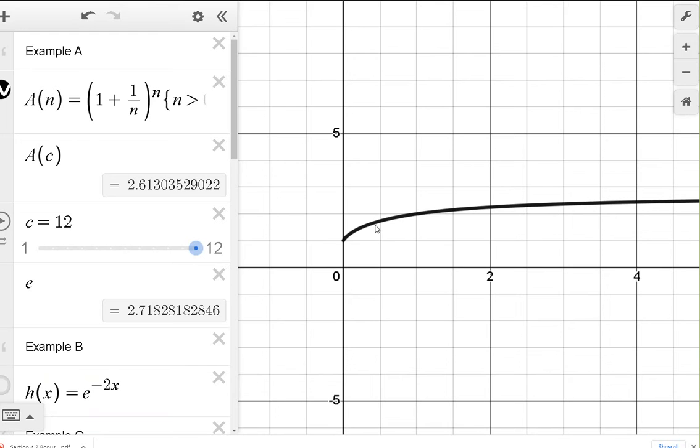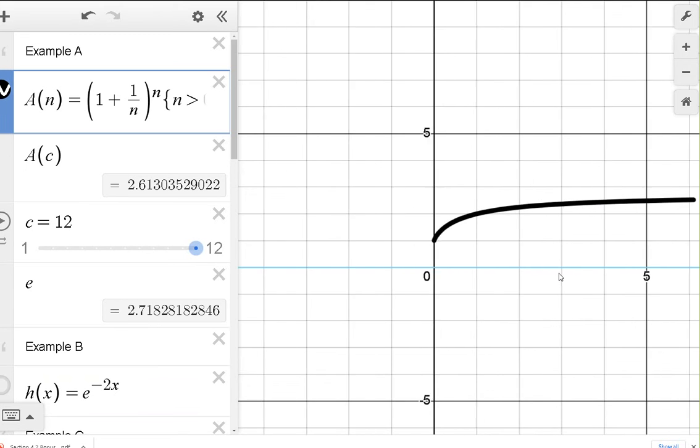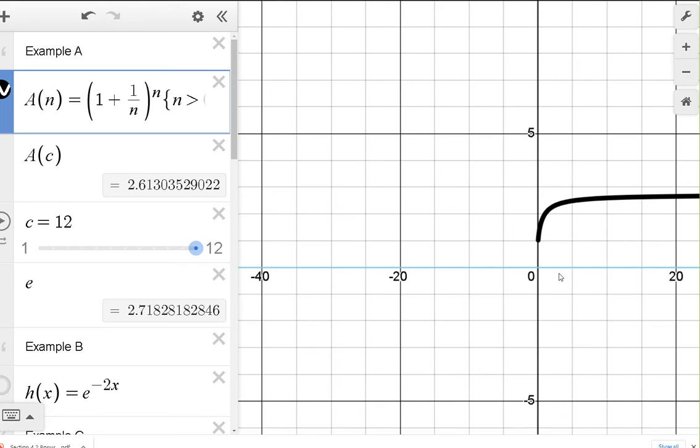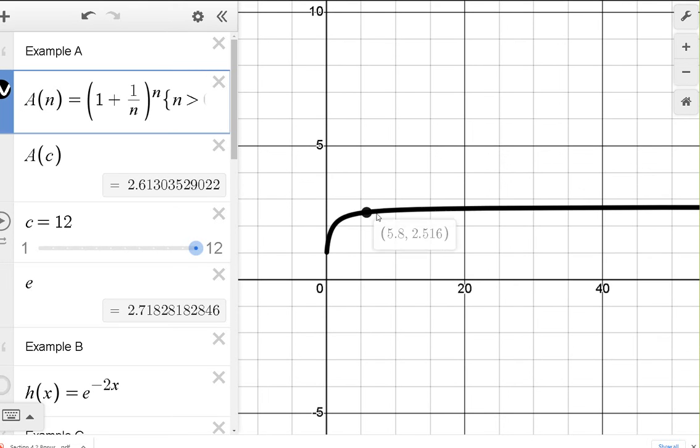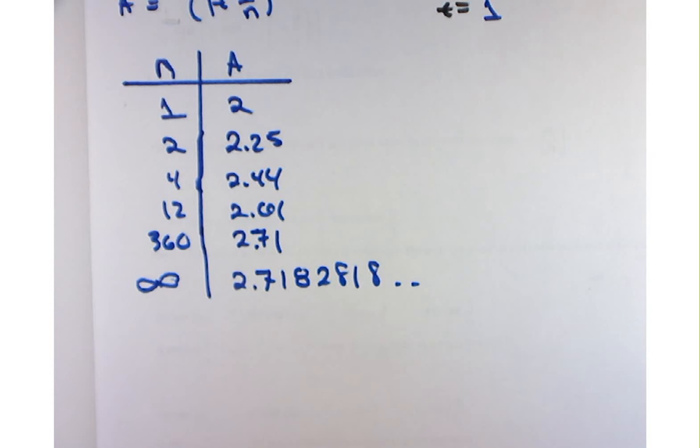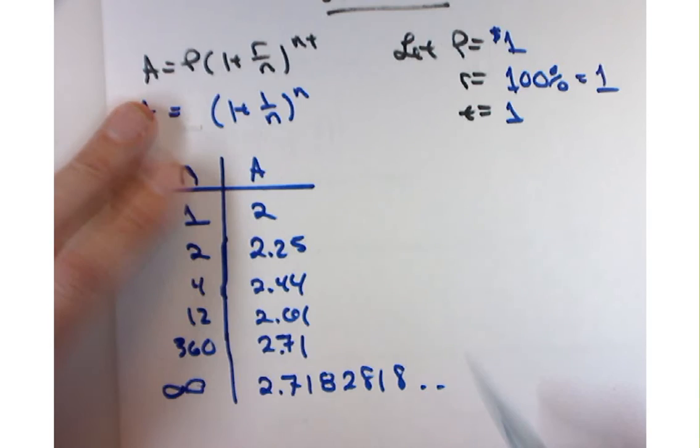And if you look, after a while, you can compound more and more, but you're not getting really substantial gains in terms of how much interest you get. So you kind of follow it out, and it gets closer and closer to this strange number that we arrived at empirically here. And that number is called e.